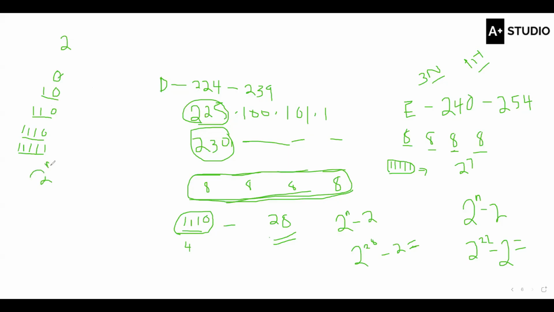2 to the power n minus c, for the network ID. And then the host ID, 2 to the power h, let me say h, that is host, minus 2. That is the formula for finding the network ID and the host ID.